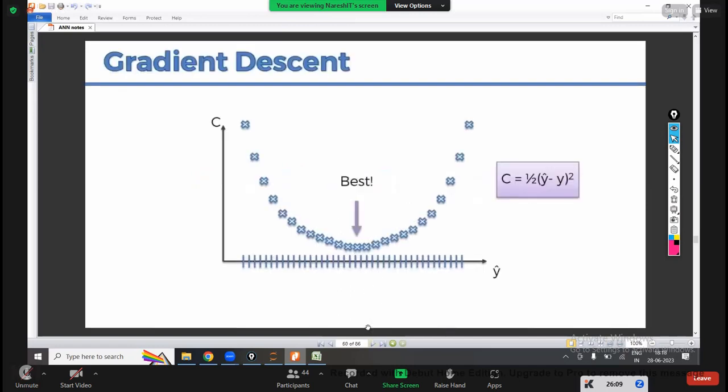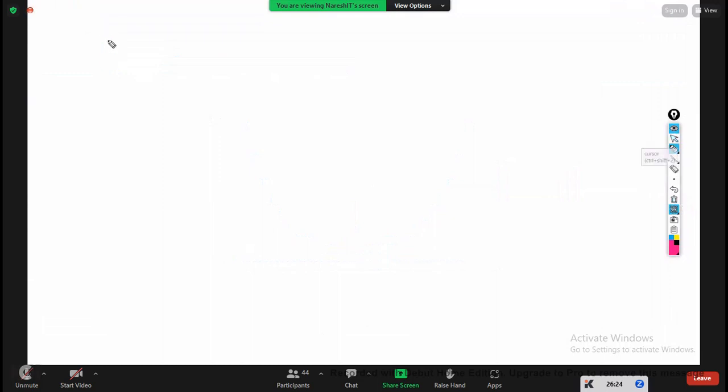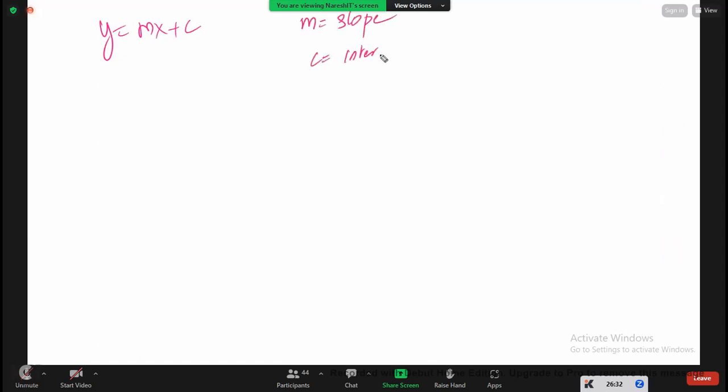In maths, y is equal to mx plus c. This is maths, where m is equal to slope, c is equal to intercept. In maths, it is the equation. With respect to machine learning, it is beta 1 x plus beta naught. Now, what is beta 1? In machine learning, it is called the coefficient, and beta naught is called the intercept.